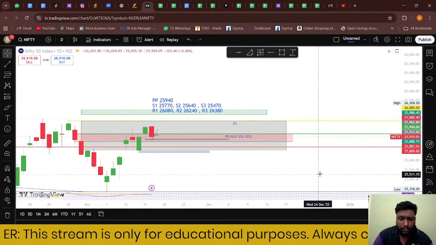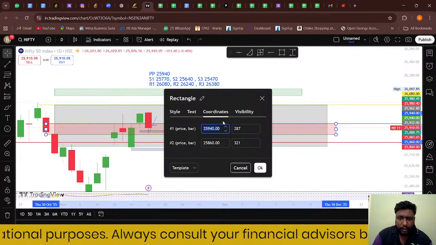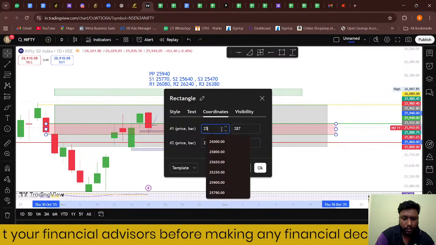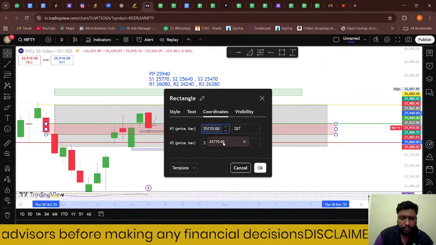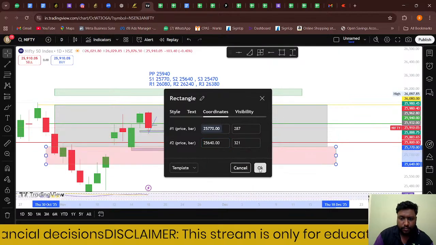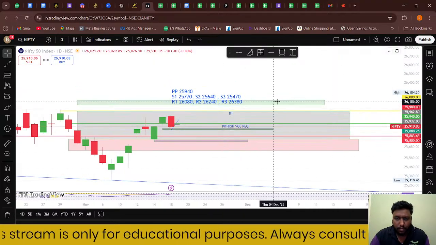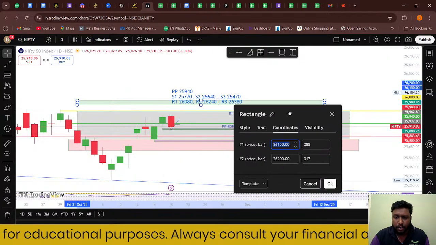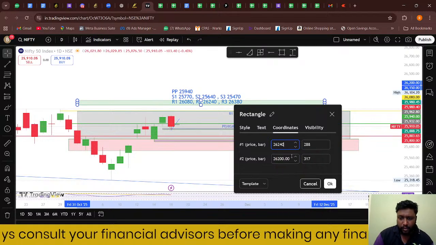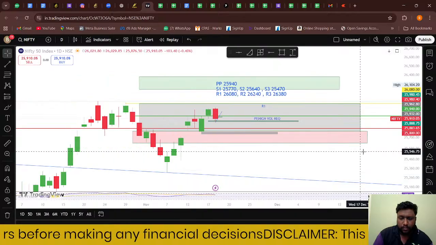It's a broader range for the day. So there's some minor mistake. Wait one. We'll mark the bearish zone. Bearish zone starts at support 1, 25,770, to 25,640. Then for the bullish side, we can mark it at R2 and R3, which will be at 26,240 to 26,380.